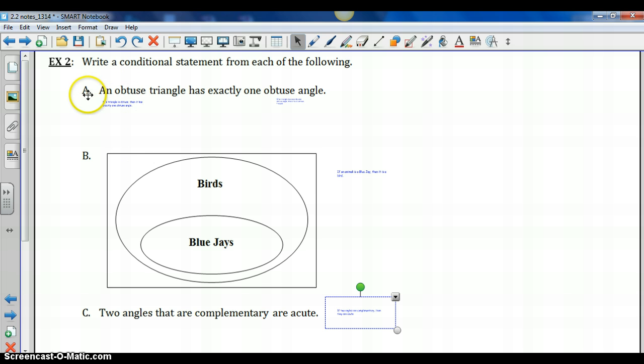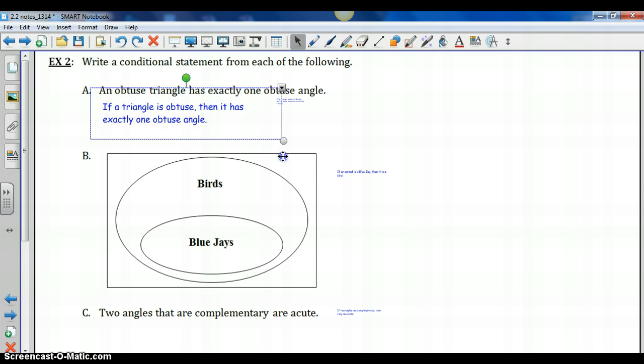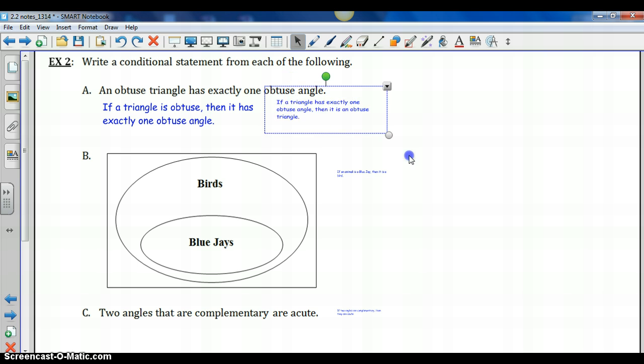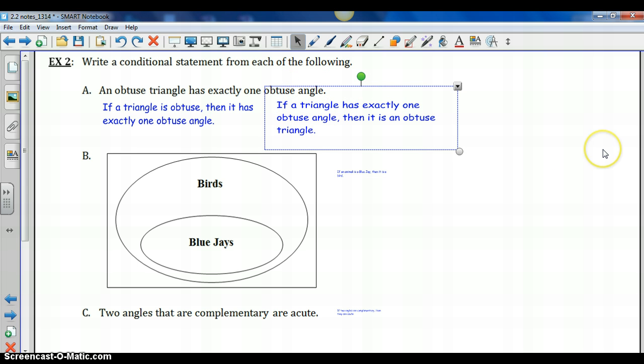So in example 2, we need to write some conditionals based on given statements. An obtuse triangle has exactly one obtuse angle. We could write that: if a triangle is obtuse, then it has exactly one obtuse angle. We could also rearrange the order of this one and say if a triangle has exactly one obtuse angle, then it is an obtuse triangle.